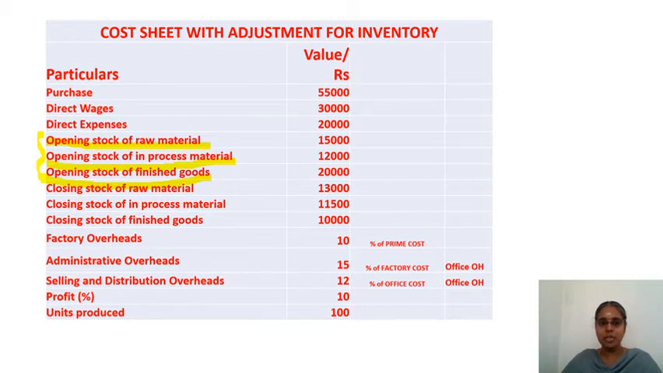Opening stock of raw material is, say if it is for a month, then for March 2020, the stock taken on 1st March 2020 for the cotton bales that are present in the godown is the opening stock of raw material. Similarly, at the same time, they will take stock of in-process material.